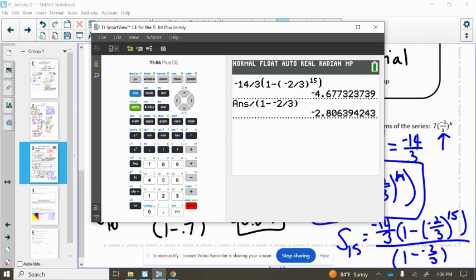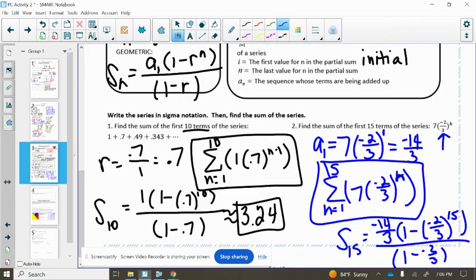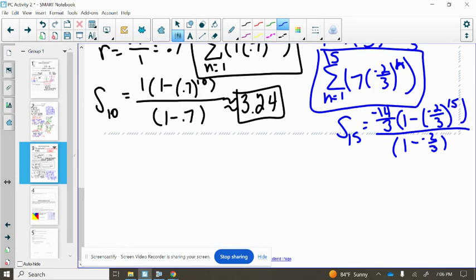And again, we get about negative 2.81. That is about what we're getting on this one as our final answer. So approximately equal to negative 2.81.